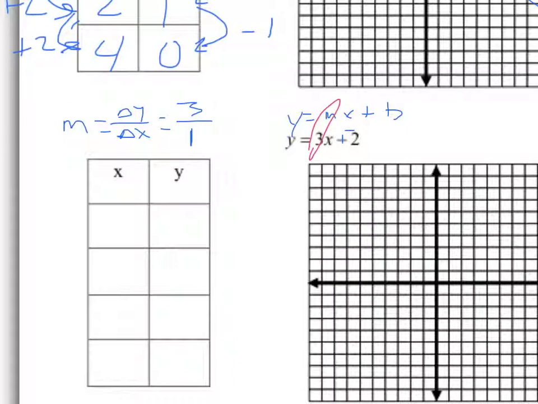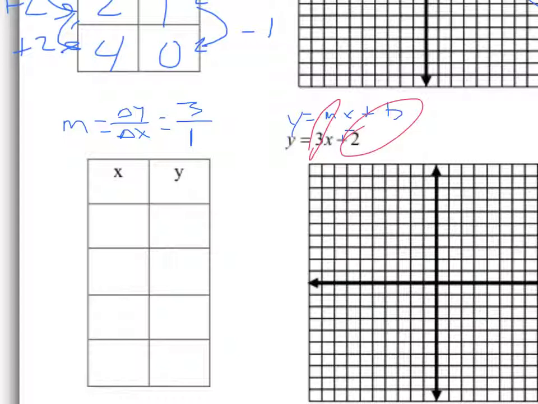So our m is 3, our b is negative 2. So what are the coordinates of our y-intercept? Give me the x and the y coordinates for our y-intercept. Blanca, take a risk. 1 and 3. Okay, so you're looking at the slope over here.